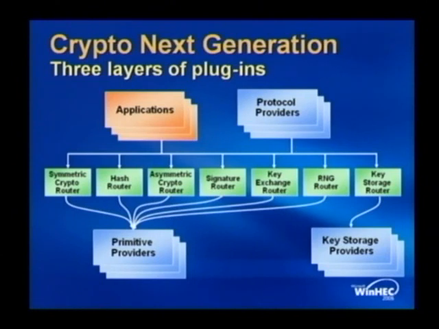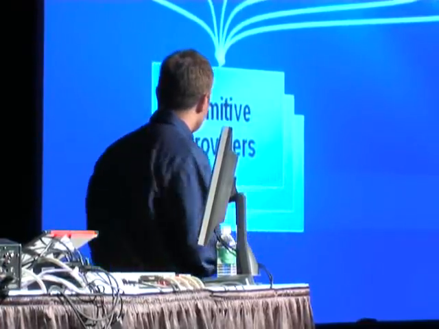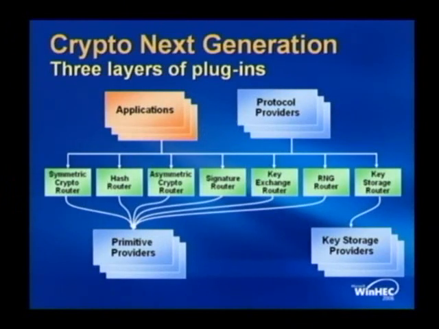For those of you who manufacture either smart cards or HSMs, hardware security modules, key storage routers are what should interest you. That's actually the pluggability point for integrating either HSMs or any hardware module that stores cryptography-related information. Primitive providers are basically the actual implementations of all of those routers. So we can talk about ECDH, ECDSA, symmetric algorithms, and so on.